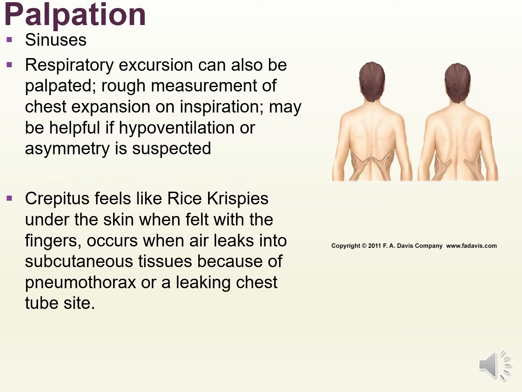Be sure to palpate. You can palpate at the sinuses. Also, respiratory excursion can be palpated. This is a measurement of chest expansion on inspiration. It may be helpful if hypoventilation or asymmetry is suspected. You can also check for crepitus. Crepitus is going to feel like Rice Krispies under the skin. The skin is going to feel real delicate, and it almost feels like those bubble packs when you push on it. This can occur when air leaks into the subcutaneous tissue because of a pneumothorax or a chest tube that's leaking.